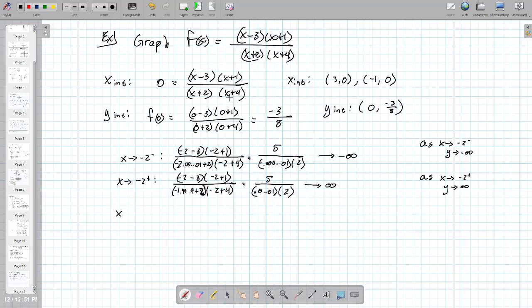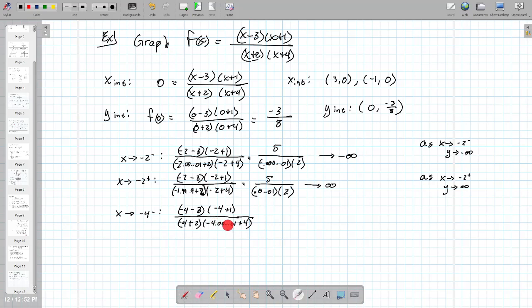Now let's check at negative 4. So x approaches negative 4 from the left. So again, because these are not 0 when x is equal to negative 4, I'm going to go ahead and plug them in. Negative 4 minus 3 times negative 4 plus 1. That's the numerator, divided by negative 4 plus 2 times something just to the left of negative 4. So negative 4.0 with an arbitrary number of zeros, plus 4 here, just like this.